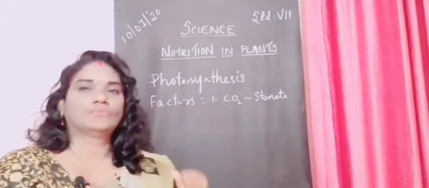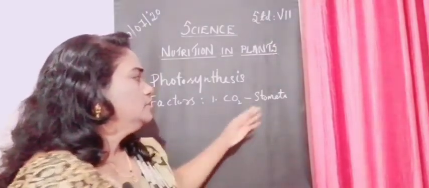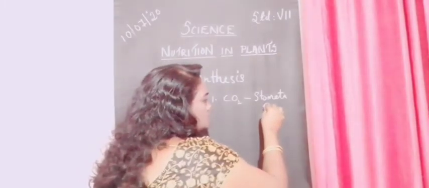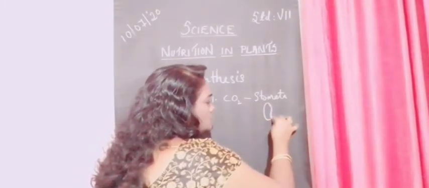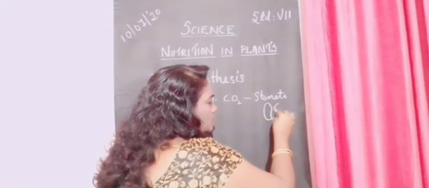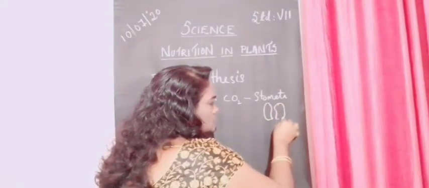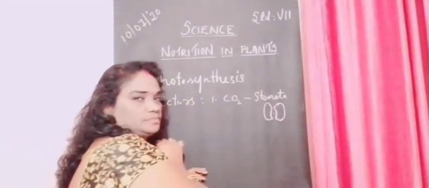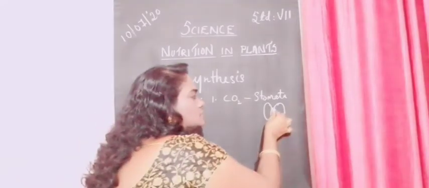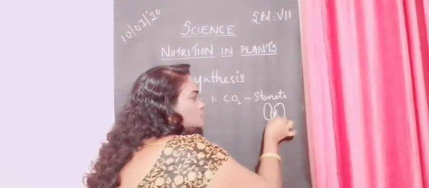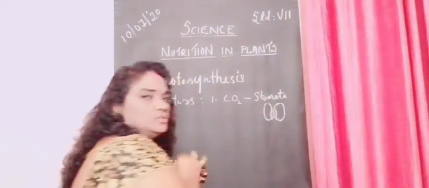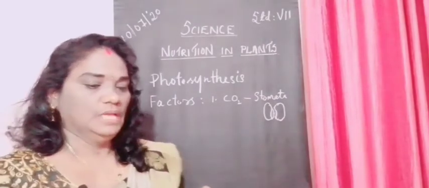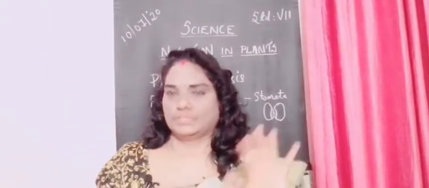So let us see how the stomata is. A stomata consists of two cells. The cells are known as guard cells. What are they called? Guard cells. Two cells with a pore. You can see here a space. Through this space, plants absorb carbon dioxide into the leaf and use this carbon dioxide for photosynthesis.